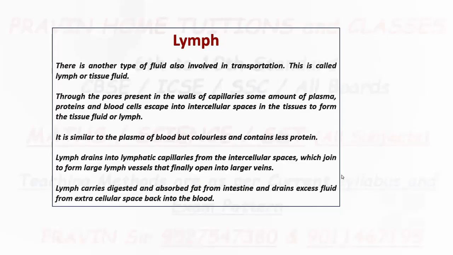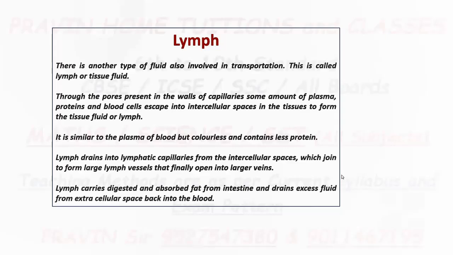Through the pores present in the walls of capillaries, some amount of plasma, protein and blood cells escape into cellular spaces, and there this tissue fluid is formed, that is called lymph. It is similar to plasma, but it is colorless and it contains less protein. Lymph drains into lymphatic capillaries from the intercellular spaces. Again, it joins to form large lymph vessels, and this large lymph vessel finally opens into veins.